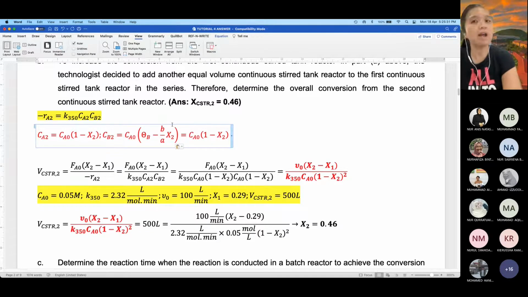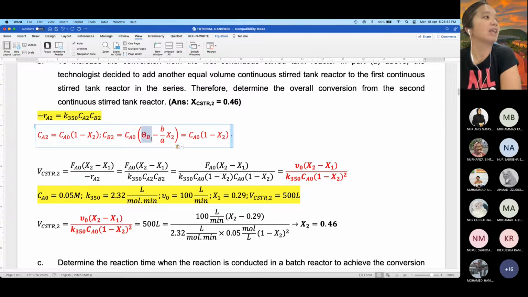Okay, so this part yang sekarang X dah jadi X2 sebab kita kira concentration B dalam second reactor, of which the conversion in the second reactor is now X2. Kan ingat dalam reaktor pertama 0 to X1, reaktor kedua X1 to X2. Sebab tu sekarang menjadi X2. So kita kira one by one.